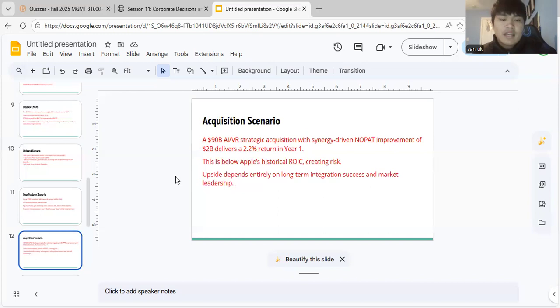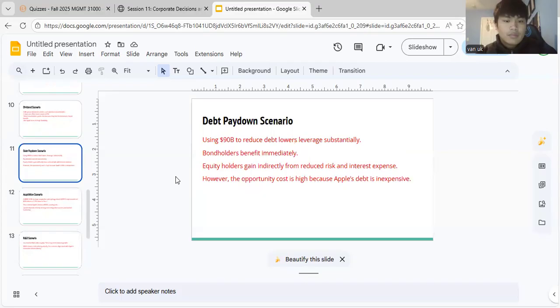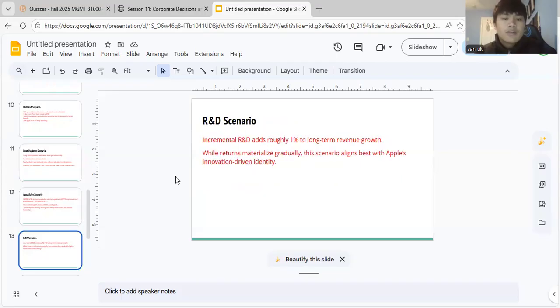The acquisition scenario is a $90 billion AR/VR strategic acquisition with a synergy-driven NOPAT improvement of $2 billion that delivers a 2.2% return in year one, and that is well below Apple's historical ROIC, which creates risks. The upside depends entirely on long-term integration success and market leadership. The R&D scenario: incremental R&D adds roughly 1% to long-term revenue growth, while returns materialize gradually. This scenario aligns best with Apple's innovation-driven identity.